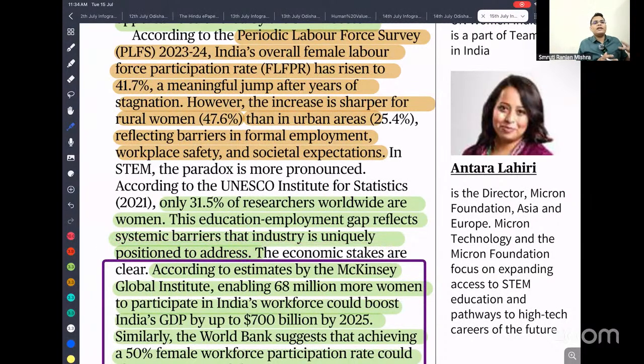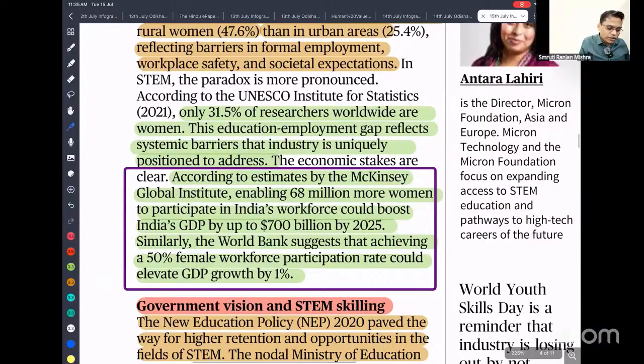By creating a lot of education, which is ultimately a good thing, we need to translate that into employment. But we are not translating it because our industry is not tuned, not designed in that way. So this data is very important. According to a McKinsey estimate, if 68 million more women participate in the Indian workforce, it will increase our GDP by 700 billion. You can see it is more than the GDP of Pakistan also.